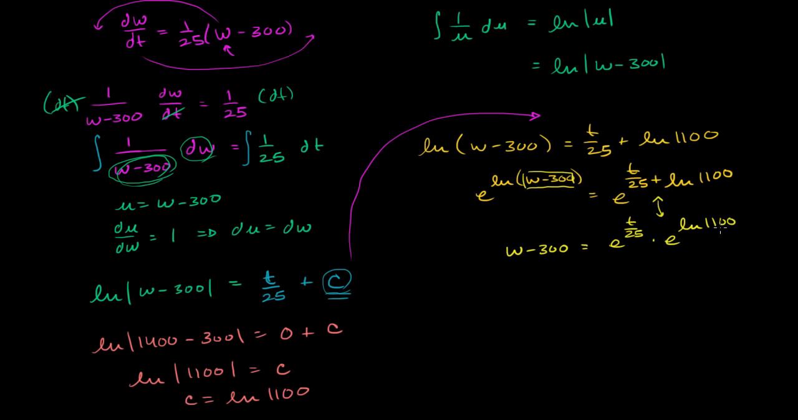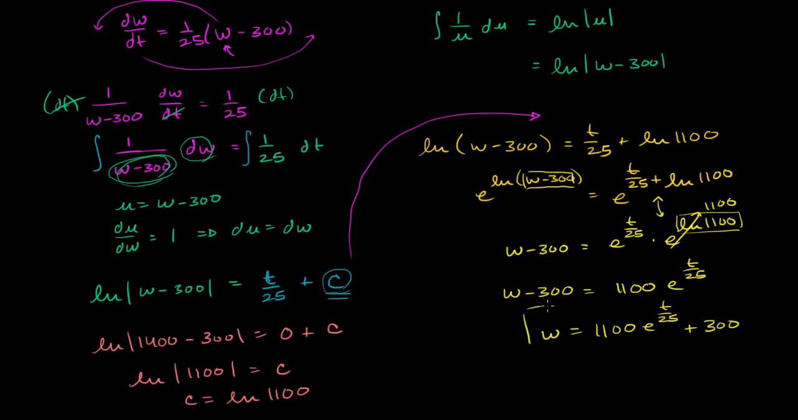e to the natural log of 1,100, that is 1,100. The natural log of 1,100 is a power that you raise e to get to 1,100. So if you raise e to that power, you get 1,100. So we get w minus 300 is equal to 1,100 e to the t over 25. And then you just add 300 to both sides. W is equal to 1,100 e to the t over 25 plus 300.